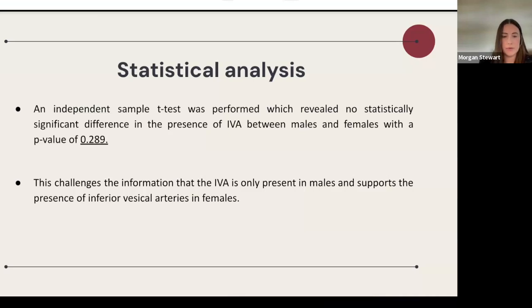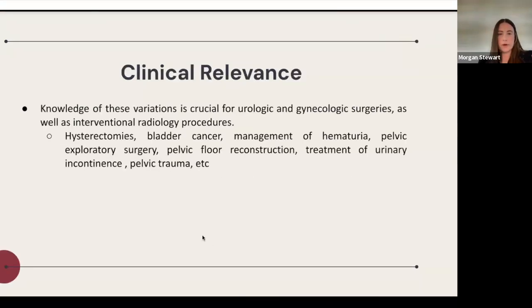And the findings challenge the information that the IVA is only present in males and support the presence of inferior vesical arteries in females. So that was kind of cool. And so why is this important? Every project that we do is geared toward clinical relevance and the clinical implications.